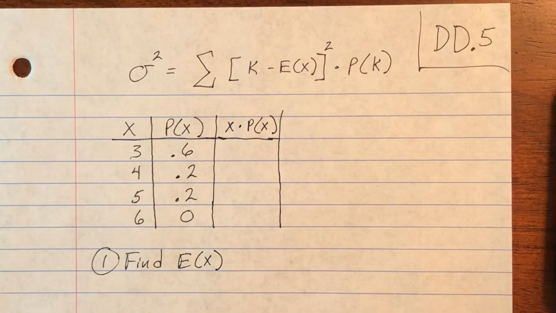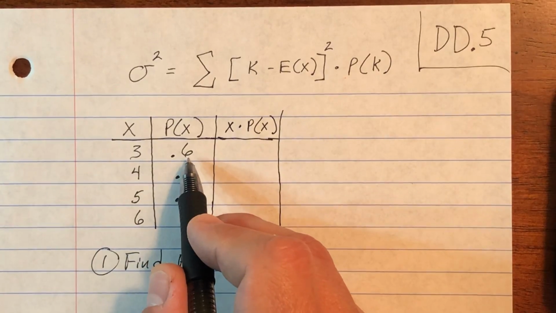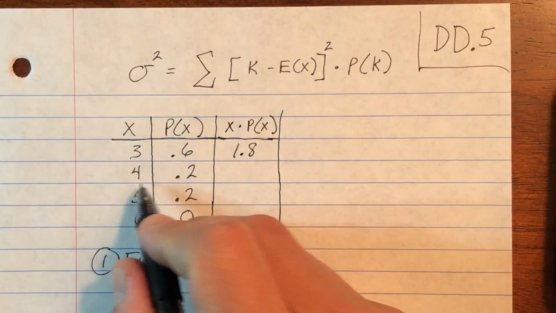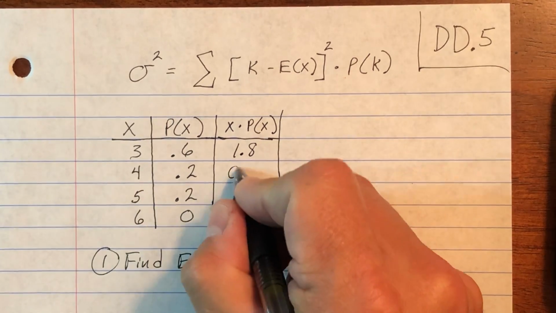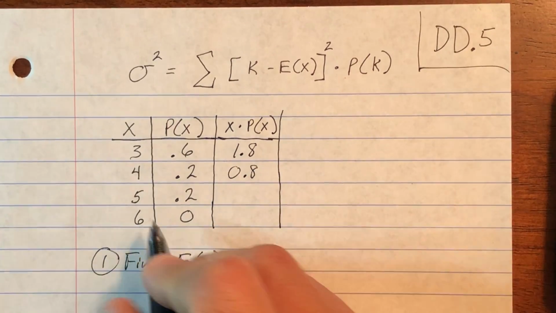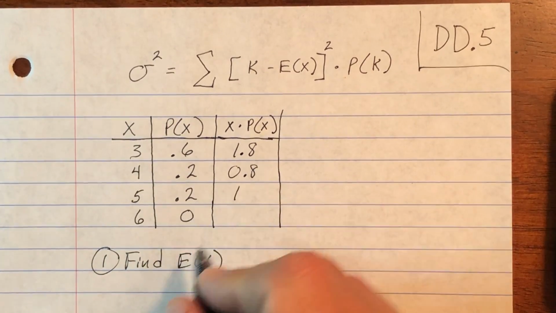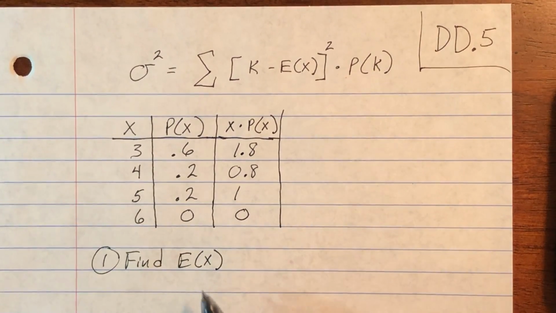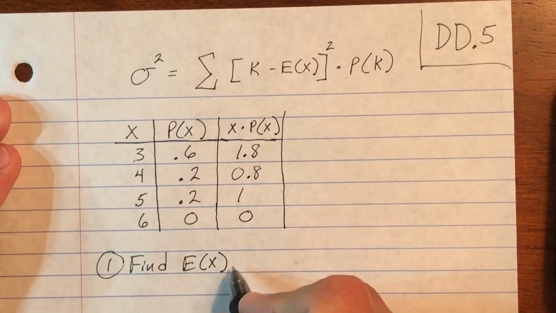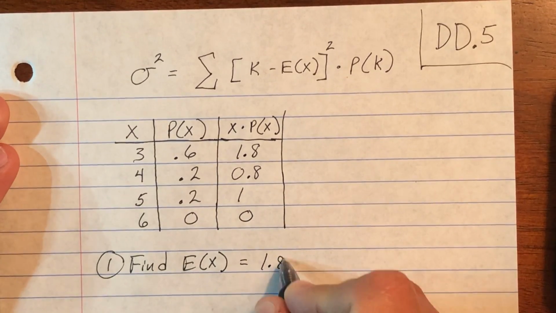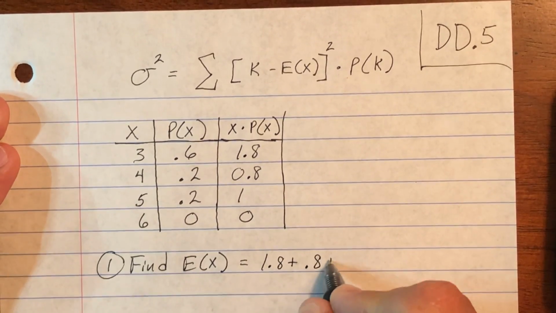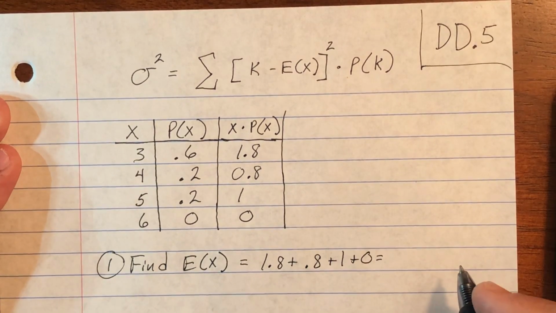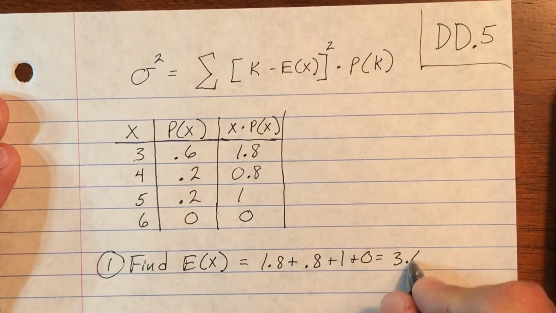So let's do that. When you take 3 times 0.6, you get 1.8. When you take 4 times 0.2, you get 0.8. When you take 5 times 0.2, you get 1. And when you take 6 times 0, you get 0. And you know that the expected value is just when you add all these up. So when I take 1.8 plus 0.8 plus 1 plus 0, that gives me an expected value of 3.6.